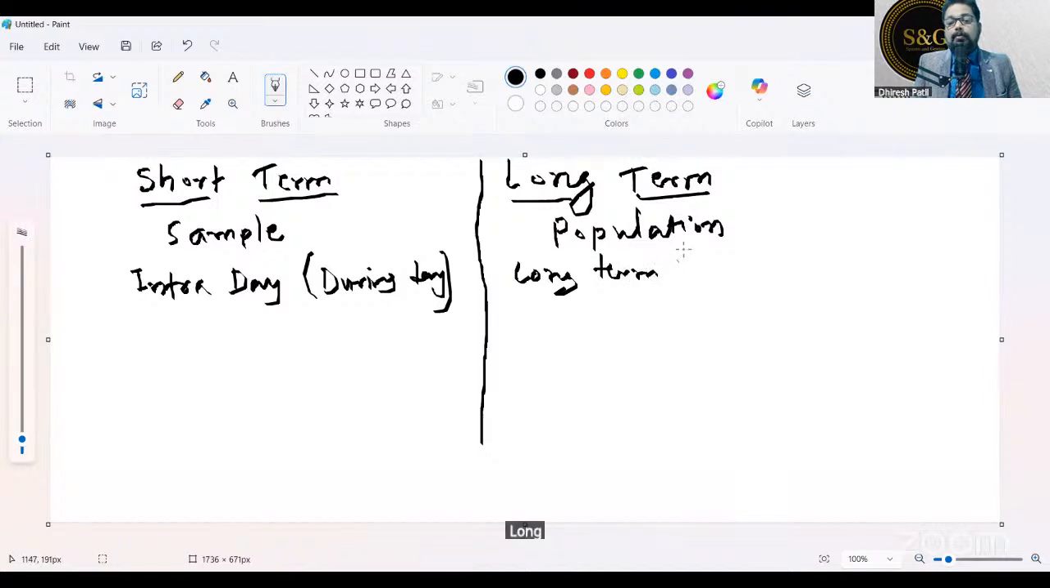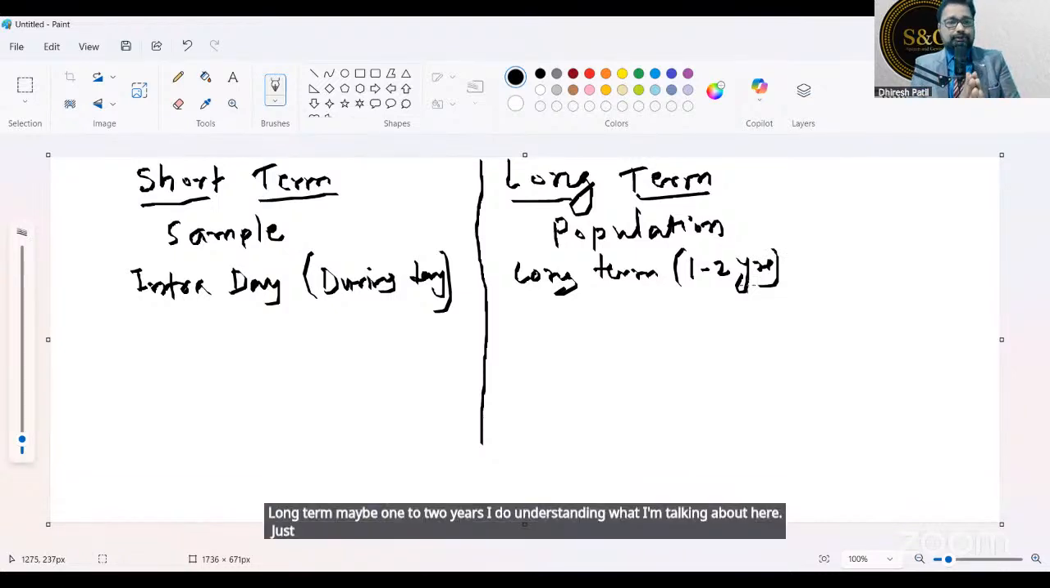Long-term, maybe 1 to 2 years. Are you understanding what I'm talking about here? Just give me a yes in the chat box, everybody.